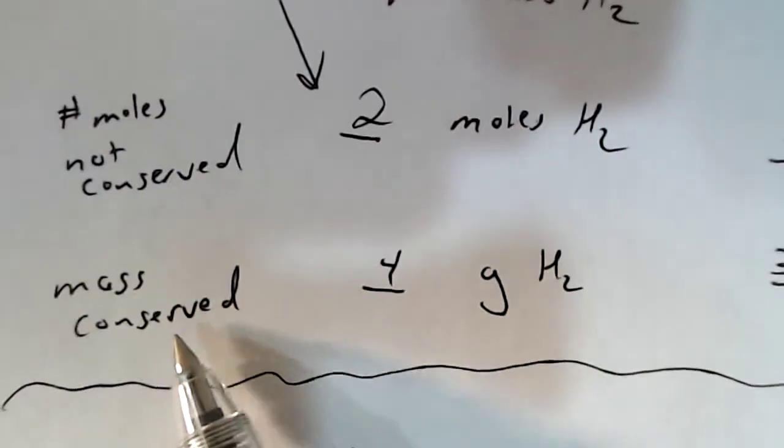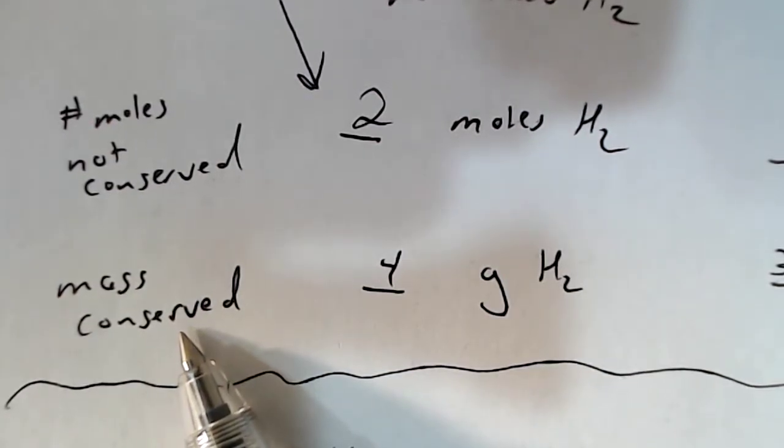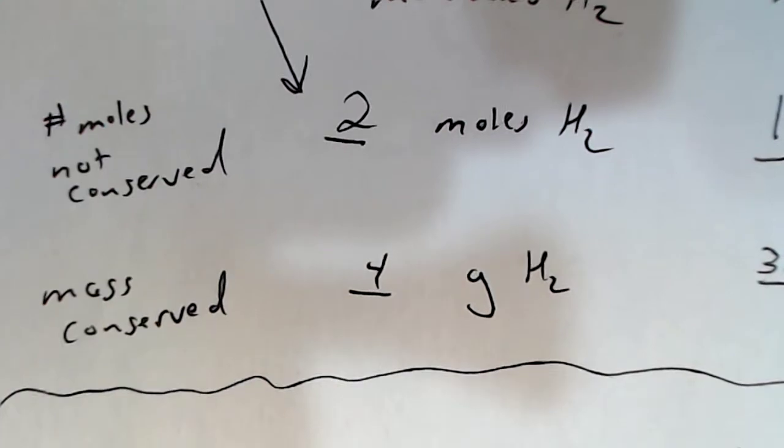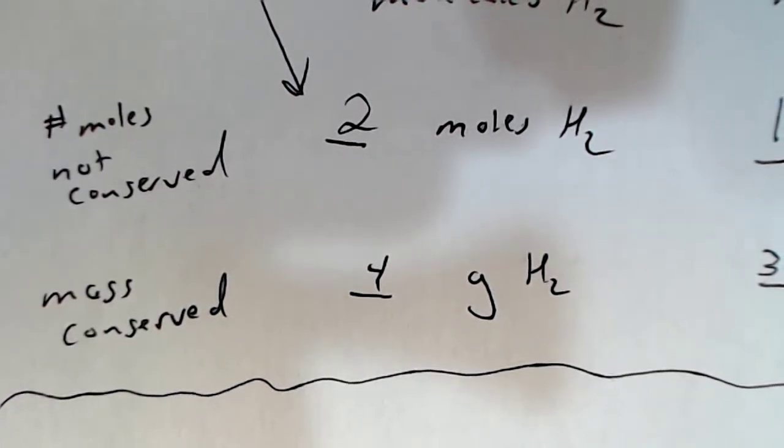Mass is conserved. There should be just as much mass at the beginning and end. Mass is not created or destroyed according to the law of conservation of mass. All right, so an important point was that moles are not always conserved.